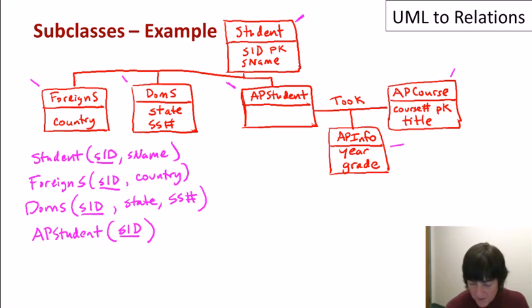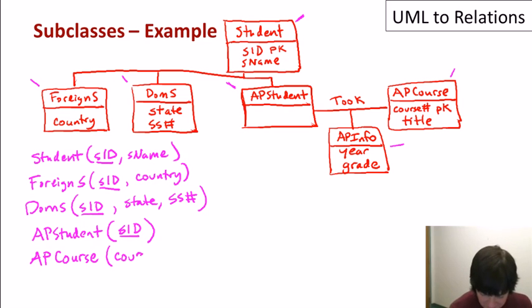Now let's keep going. So let's take a look at AP students taking courses. So we'll have from the AP course class a straightforward translation to the course number and the title of the course.